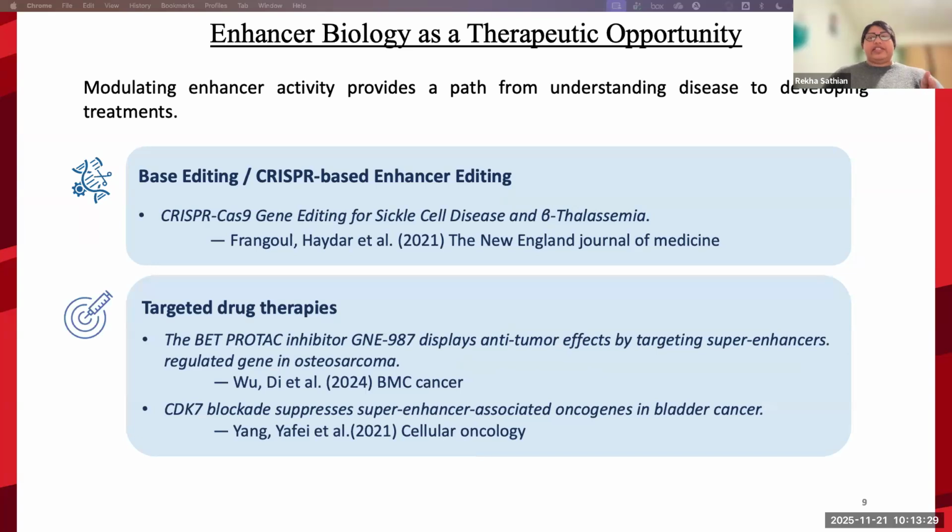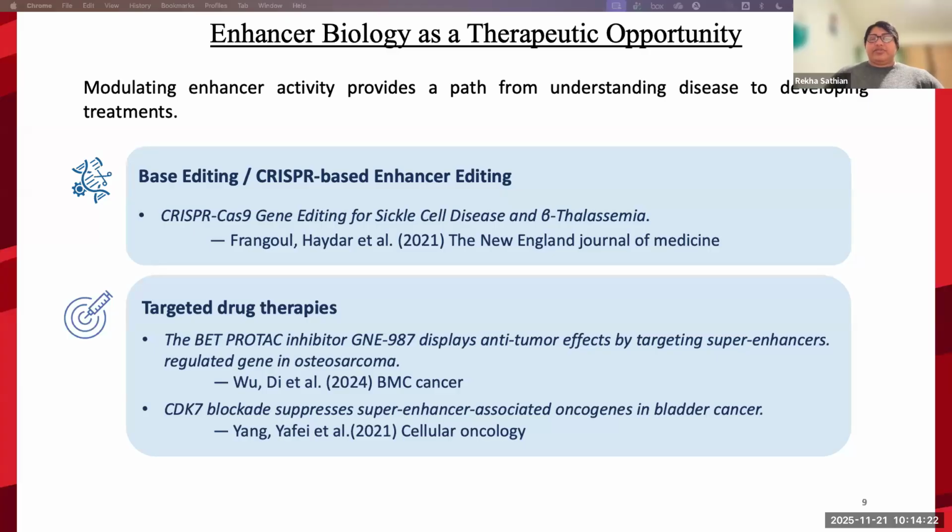The second therapeutic avenue is targeted small molecule modulation of enhancer activity. Instead of editing the genome, these therapies work by disrupting the transcriptional machinery that the super-enhancers rely on, which is a cause of cancer. I have listed two studies here. One is GNE-987, which is a BRD4-degrading PROTAC. It acts by collapsing the oncogenic super-enhancers and selectively eliminates cancer cells that are dependent on these regulatory hubs. Similarly, there is a CDK7 inhibitor, T8Z1, which suppresses transcription initiation and silences super-enhancer-driven oncogenes such as MYC.